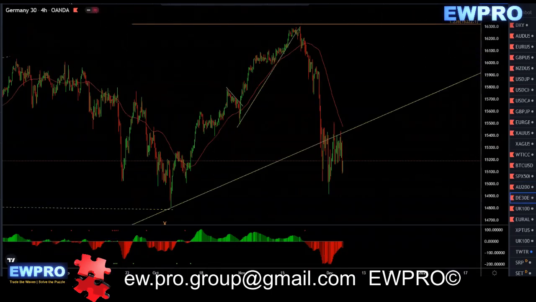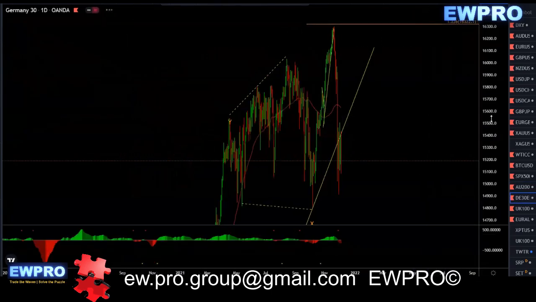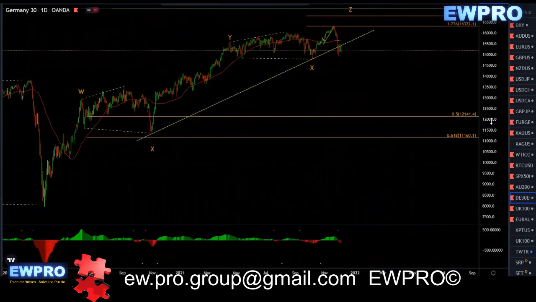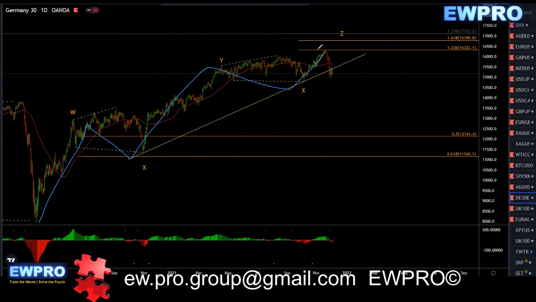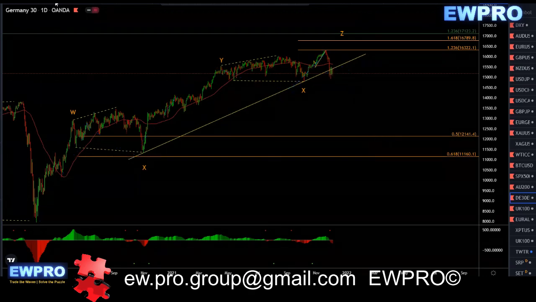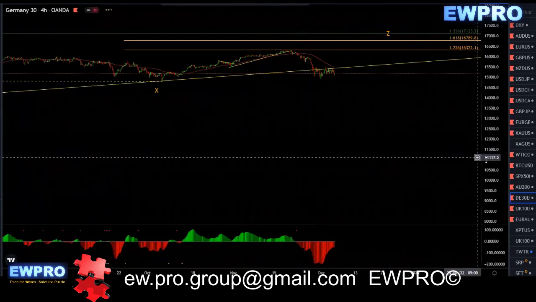Looking at the DAX on the daily, so we got the 5 up on here. We got WXY, X2, Z up to that first target, and now we're getting that trend line break. So you can see it consolidating in here. Any sell setup you get, look for that sell, and we're looking for that 50 fib retracement target.